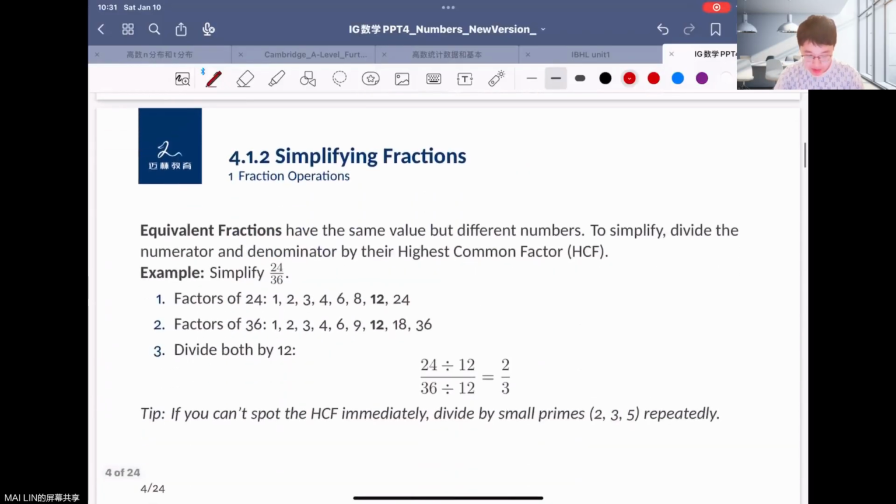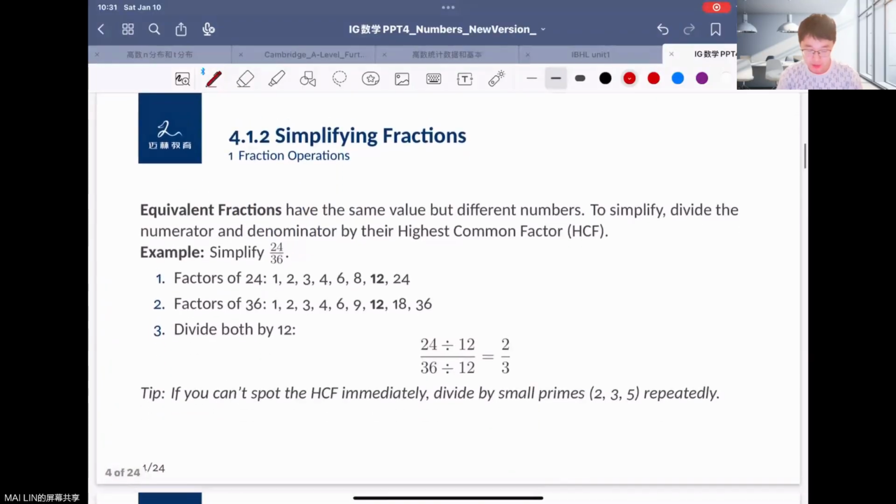There's also a simplifying method. Here we first find the factors of 24 and the factors of 36, because we want to simplify the fraction 24 over 36. The factors of 24 are 1, 2, 3, up to 24, and the factors of 36 are 1, 2, 3, up to 36. Here we can divide both by 12: 24 divided by 12 equals 2, and 36 divided by 12 equals 3. So we made it easier, just 2 over 3.